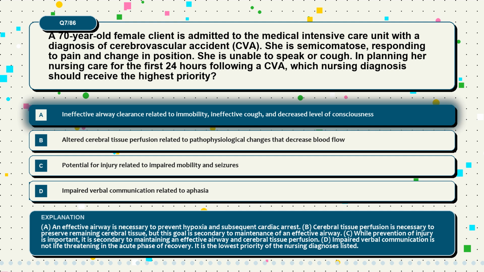effective airway. C. While prevention of injury is important, it is secondary to maintaining an effective airway and cerebral tissue perfusion. D. Impaired verbal communication is not life-threatening in the acute phase of recovery. It is the lowest priority of the nursing diagnoses listed.